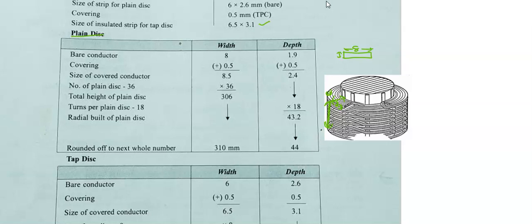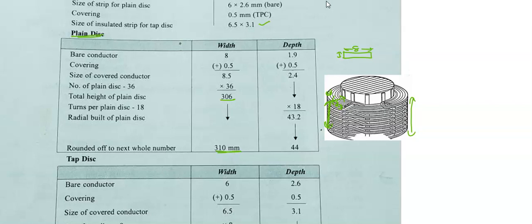How many discs are there? 36 discs are there. 36 of the plain disc. I'm talking about plain disc. 36. If we add, we'll get total height. How much you got? 306. Approximately we are taking as 310 mm. So total height of the plain discs is totally 310 mm.